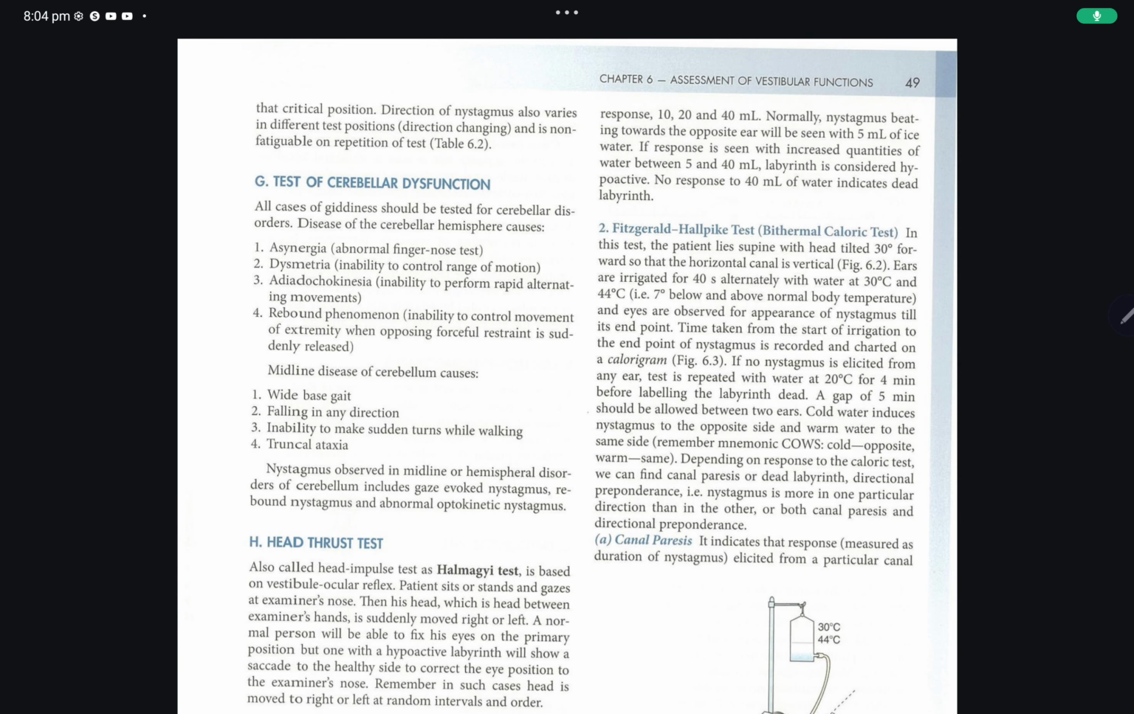Diseases of Ear, Nose, and Throat and Head and Neck Surgery by P. L. Dhingra. Chapter 6: Assessment of Vestibular Functions, Part 2 of 2.